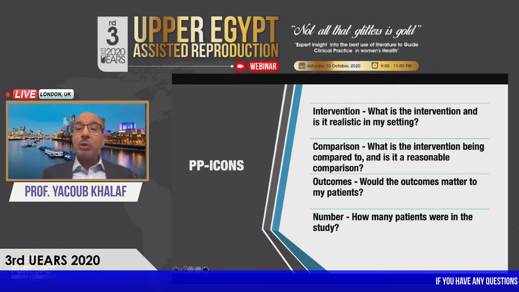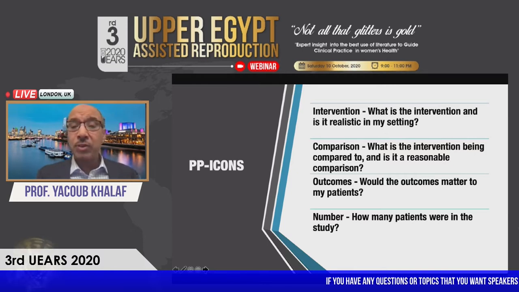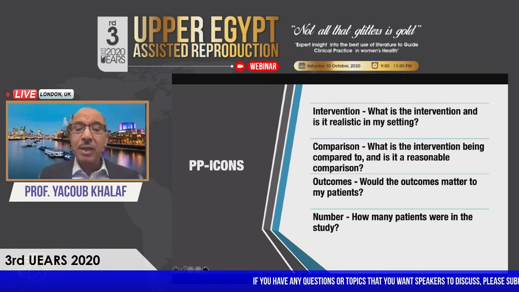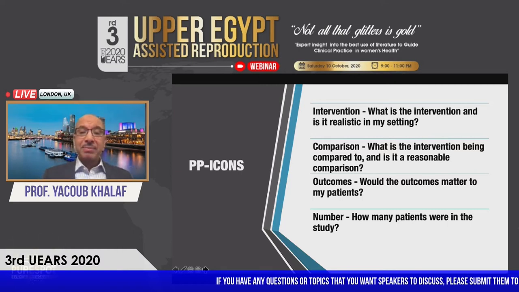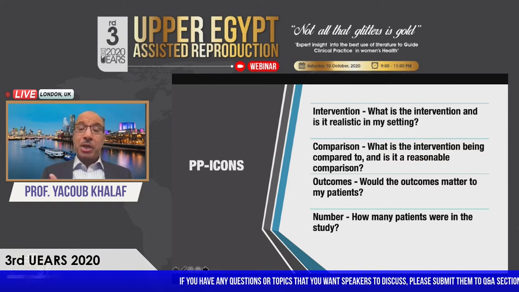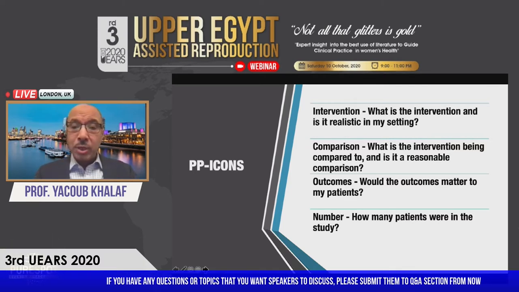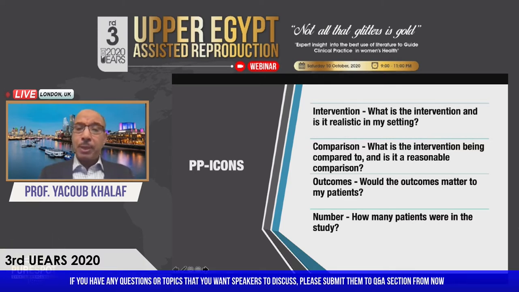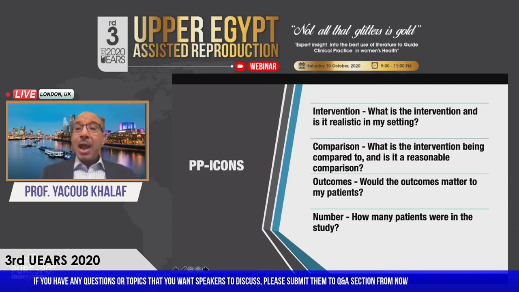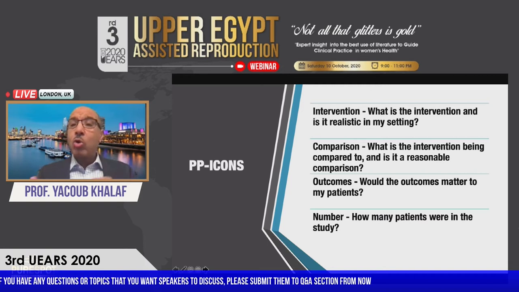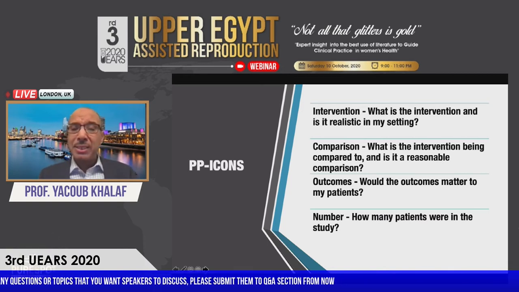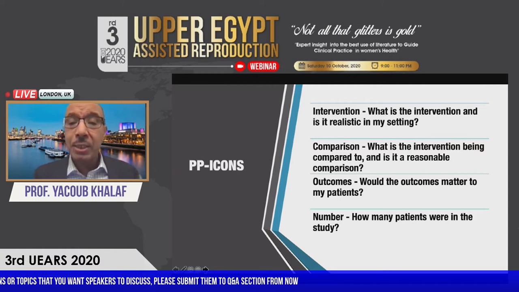Outcomes: would the outcome matter to my patient? And I use this opportunity for infertility studies, whether it is assisted conception or spontaneous fertility. If you ask any patient what matters to you most, they will tell you having a baby. But the number of eggs is not a great outcome. Fertilization rate, no matter how important, is not a great outcome. Implantation rate is not a great outcome. I don't have time to go into why implantation rate should not be used as an outcome. And the best you can do is clinical or ongoing pregnancy, or better, live births. And in this day and age, it should be cumulative live births as well.